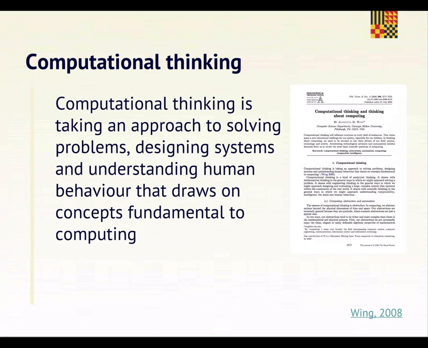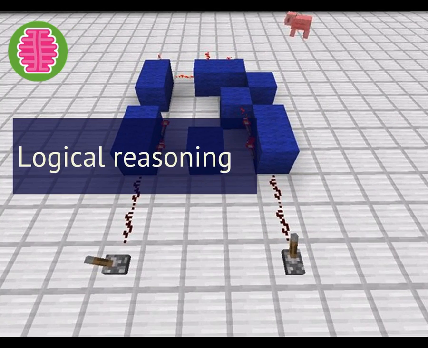So we talk about computational thinking. I think Jeannette Wing coined the term, although Papert wrote about it earlier. In fact, she talks about it as taking an approach to solving problems, designing systems, understanding human behaviour that draws on the concepts fundamental to computing. It's looking at a problem, looking at a system in such a way that a computer can help us solve those. So what are those concepts?